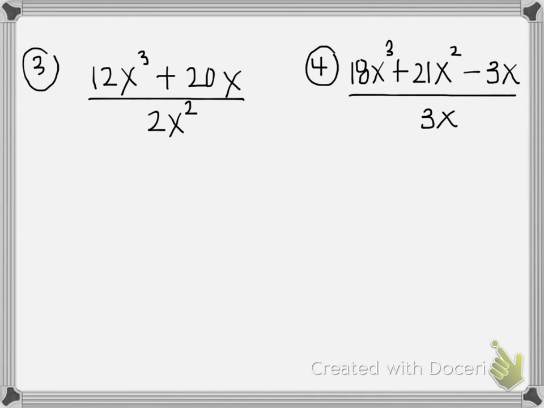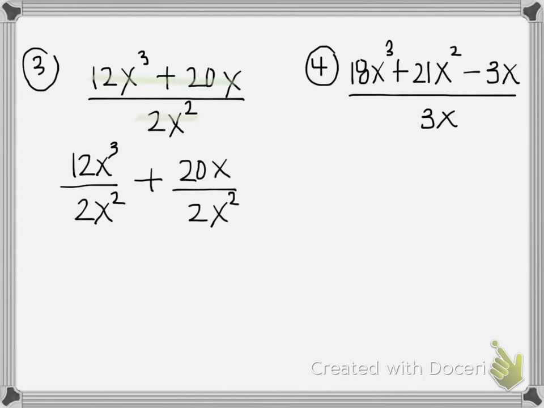All right, let's do some other ones. Okay, so here I've got 12x cubed plus 20x divided by 2x squared. So that is a binomial divided by a monomial. So I'm going to take each one of those terms and I'm going to separate it. So I'm going to have 12x cubed over 2x squared plus 20x over 2x squared.